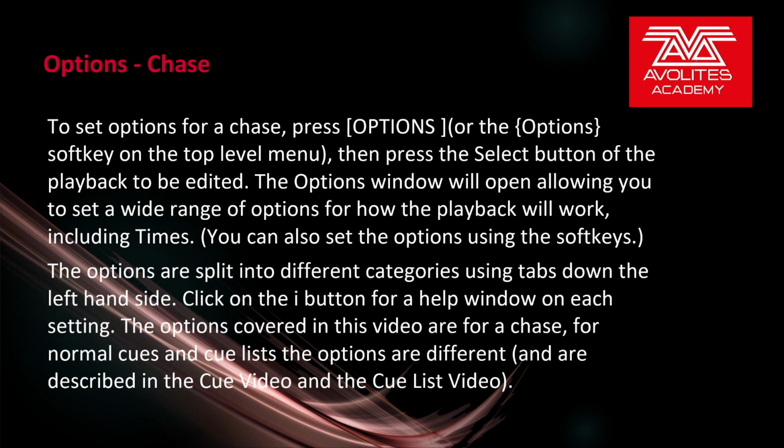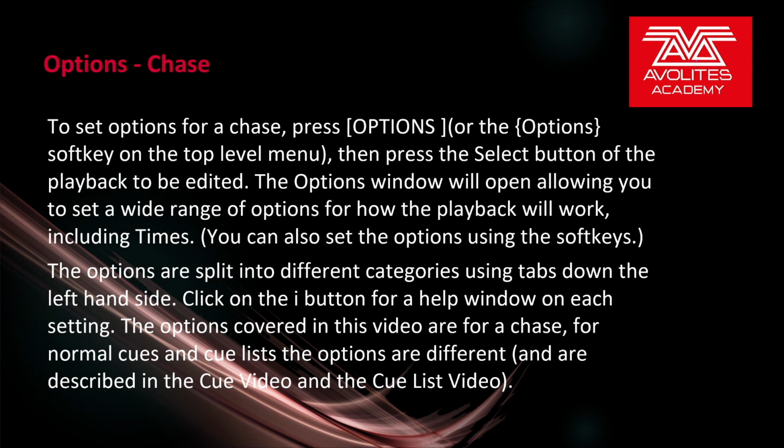To set options for a chase, press the options hard key or options from the soft keys, and then press the select button of the playback to be edited. The options window will open, allowing you to set a wide range of options for how the playback will work, including times. This can also be set using the soft keys. The options are split into different categories using tabs down the left-hand side.